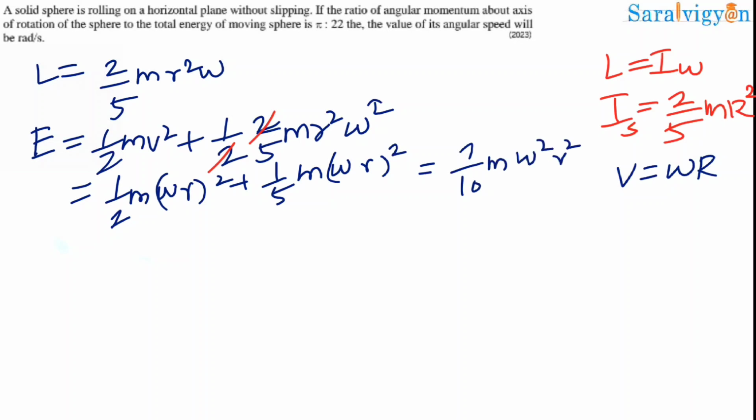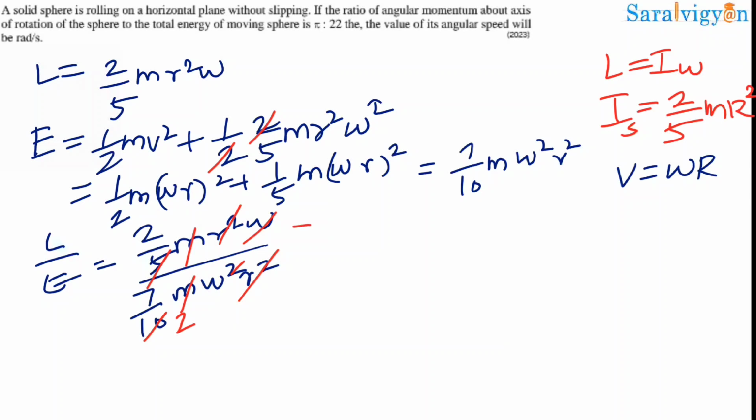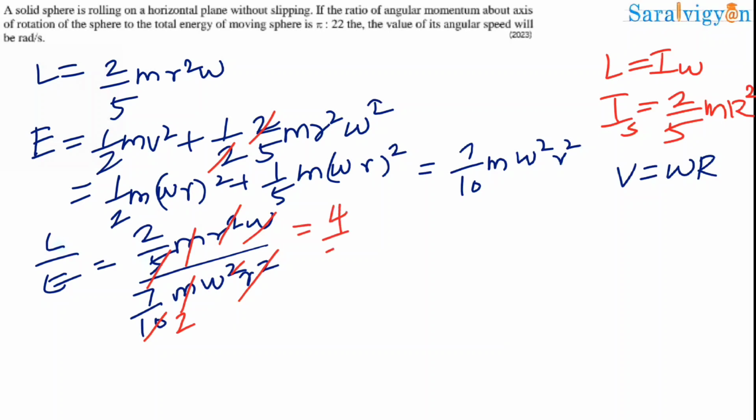Now we have to take the ratio L by E, which is equal to 2 by 5 mr square omega by 7 by 10 m omega square r square. Now we can cancel omega square, r square, and omega in the denominator, and 5 and 10 will get 2, which we can write as 4 by 7 omega.